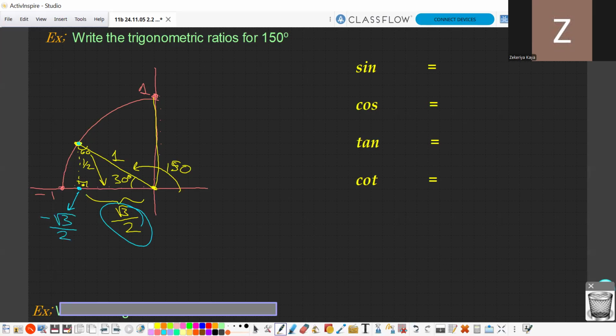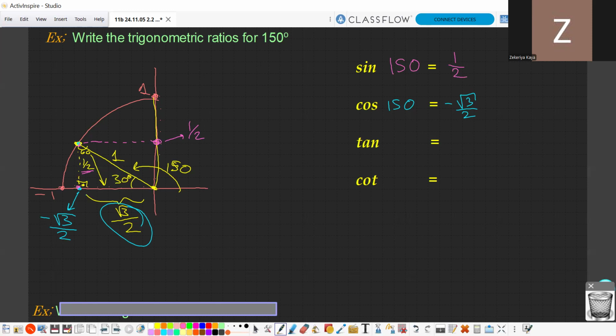X number is the cosine of this angle. Where is the cosine 150? Cosine 150 is equal to minus square root 3 over 2. You just found it. Then sine 150 is the y number. I need to find the y number in here. The distance from down to up, the number on the triangle, 1 over 2. So that means this point is in the positive part. It's also 1 over 2, which is sine 150 equals 1 over 2.